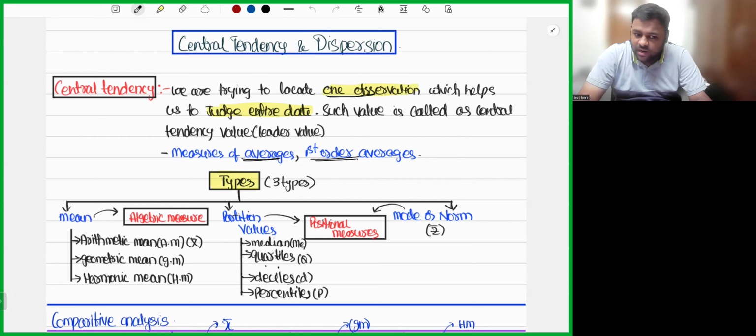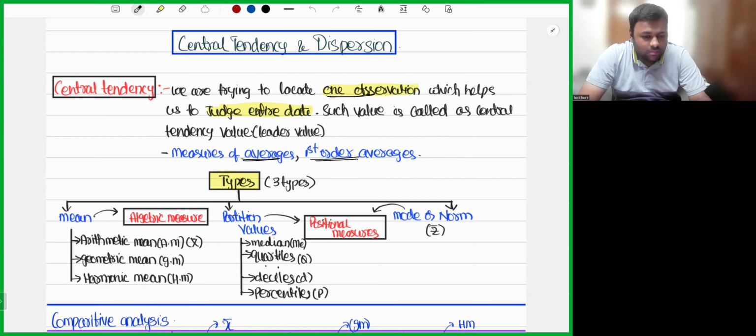Now, how many types of central tendencies we have? Three types: mean, partition values, and mode. Mode is also called as norm. This mean is a part of algebraic measure. These partition values and mode are a part of positional values. So I hope till here it was simple. Next, mean we have seen three types: AM, GM, and HM. Now let's have a quick revision of all these things.